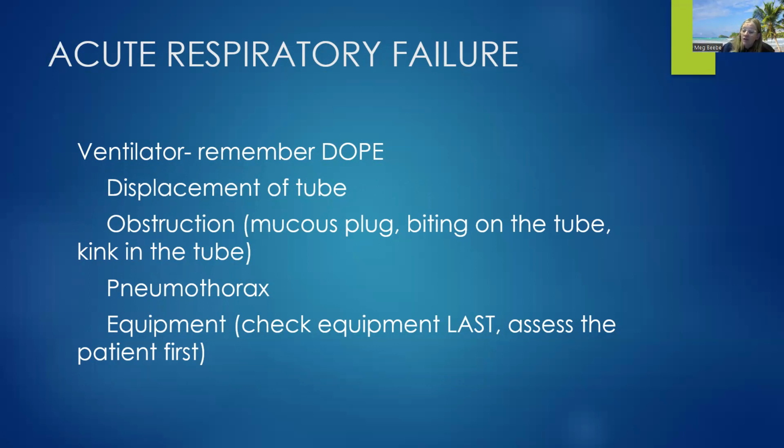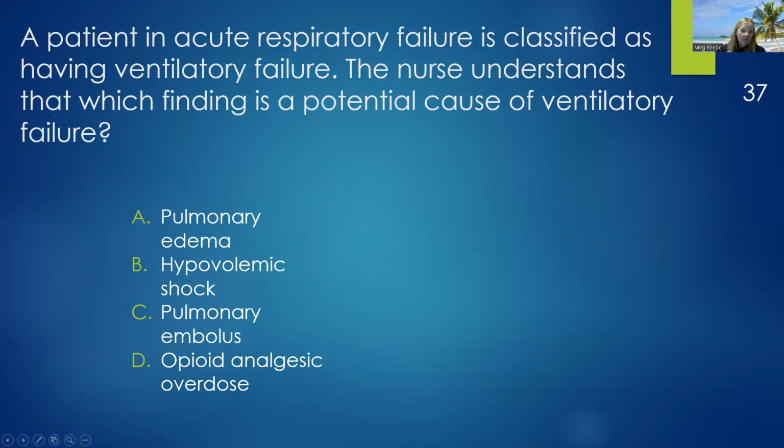Pneumothorax is the P portion. So you want to make sure that the patient is constantly having bilateral raising of the chest with inspiration and dropping down of the chest with expiration. And then equipment: you're going to be checking equipment, but you want to check that last. You're always going to be assessing your patient first. If you get to a point where you cannot figure out that alarm, like I mentioned before, you're going to want to bag the patient, giving respirations via an Ambu bag.